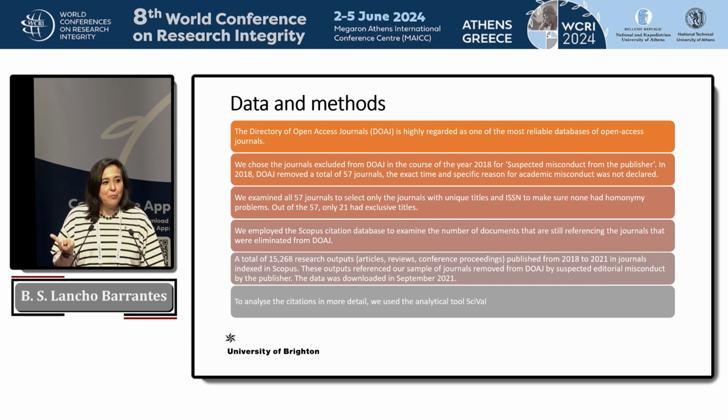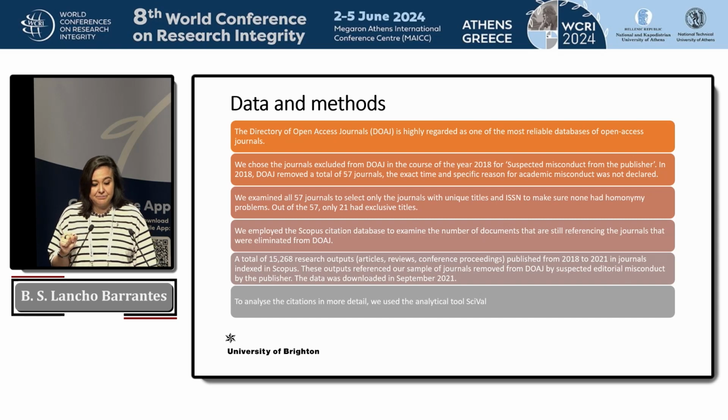So we employed the Scopus database. We examined the number of documents that were included in the Scopus database and were citing these 21 journals that were removed. So we expanded the citation window. We identified the documents included in Scopus in 2018 to 2021 to give time to accumulate the citations. So we identified a total of 15,268 articles, reviews, and conference proceedings included in Scopus, published in journals indexed in Scopus, that were citing these journals that were removed from the DOAJ in 2018.